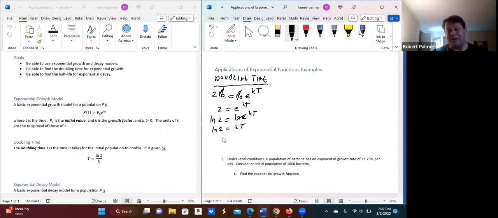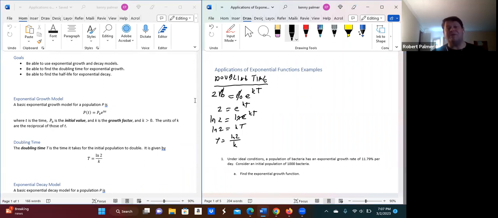Just divide both sides by k. We get that T is equal to natural log of 2, which is a constant, over k. Also, if you know the doubling time, you can also find k from this equation. So this is called the doubling time, and it's simply based on k. For the same k, this doubling time will always be the same.